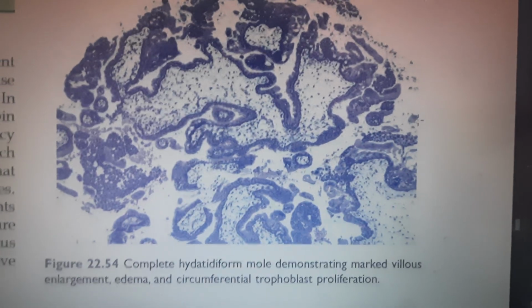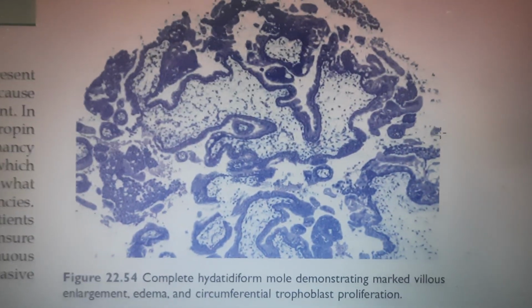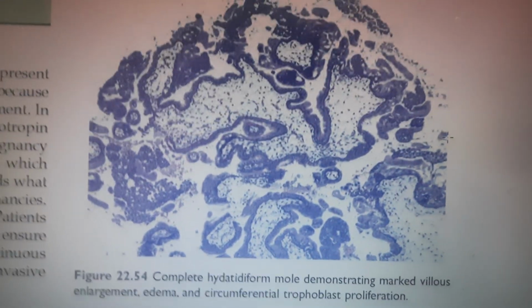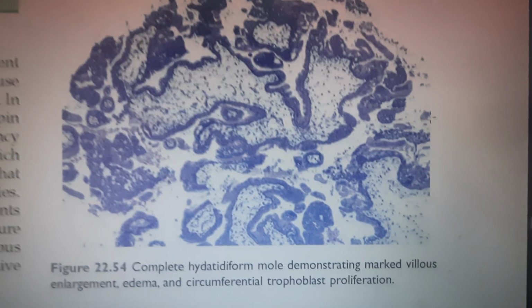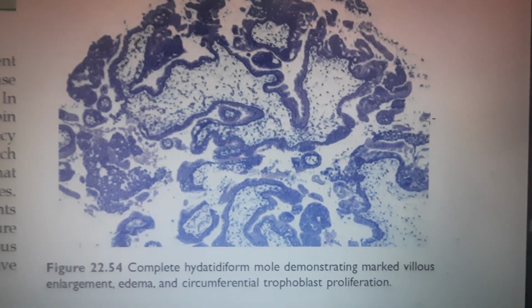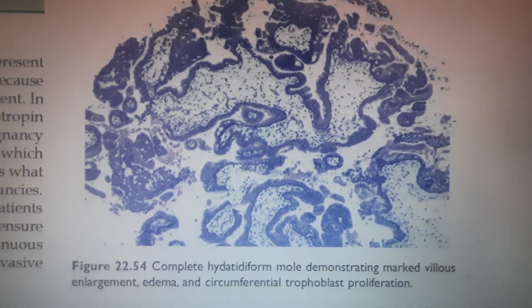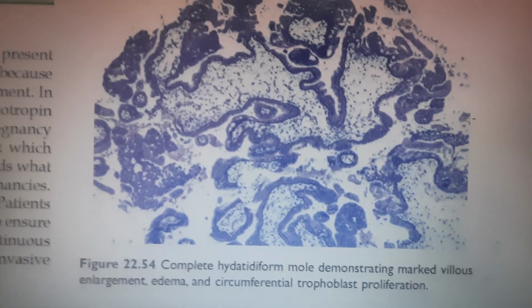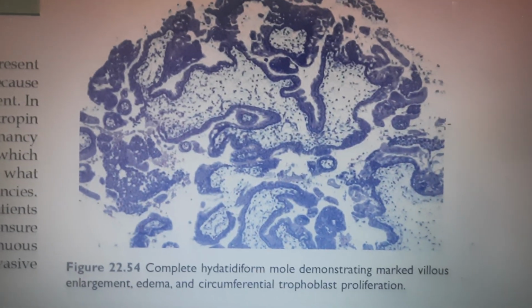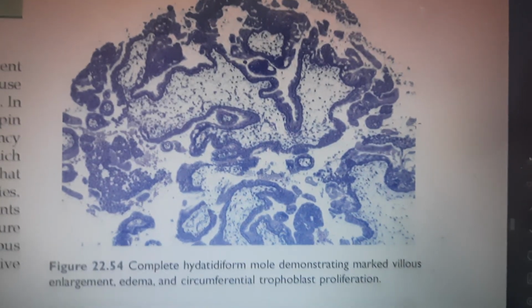On microscopic appearance, the basic findings are marked proliferation of the syncytiotrophoblastic and cytotrophoblastic epithelium, marked thinning of the stromal tissue due to hydropic degeneration, and absence of blood vessels in the villi, which seems primary rather than pressure atrophy. And the villus pattern is distinctly maintained. You can see the complete hydatidiform mole demonstrating marked villus enlargement, edema and circumferential trophoblast proliferation.